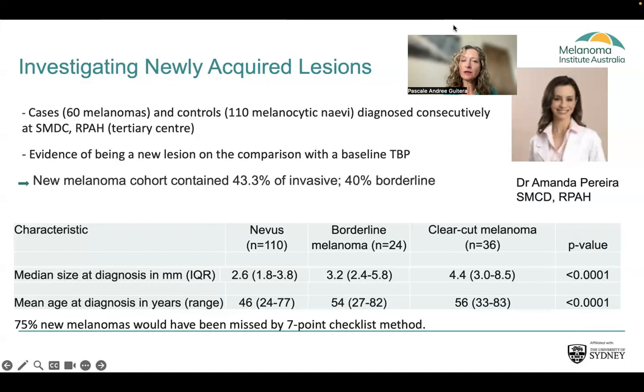75% of new melanoma would have been missed by the 7-point checklist method. So most of these melanomas had no dermoscopy feature whatsoever and have been found just because of the baseline photo.